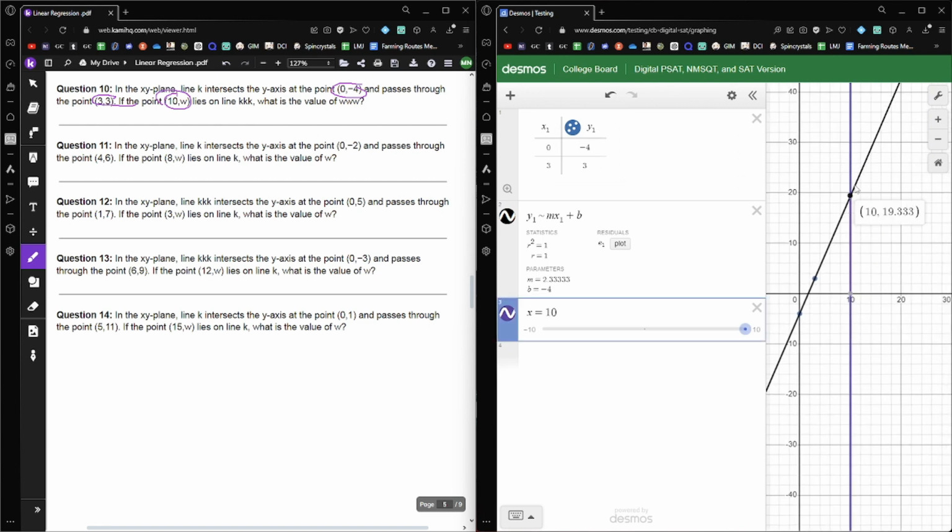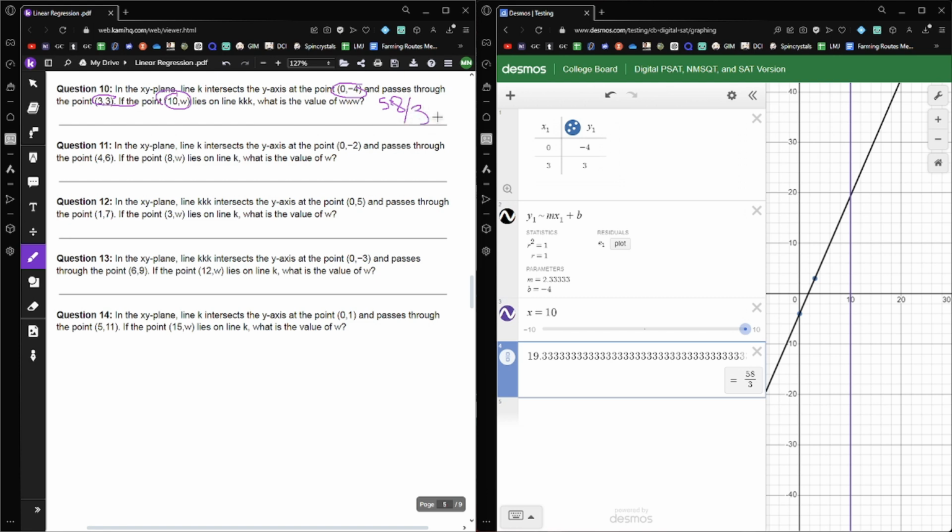Wow, it's 19.333. Let's see what that is as a fraction. I'm just going to put a whole bunch of 3's because we know it's repeating. And the fraction is 58 over 3. So our answer is 58 over 3.